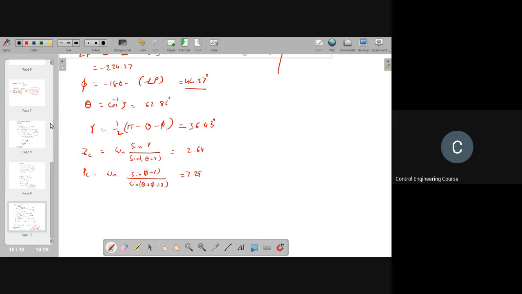So overall, the lead compensator is K into S plus 2.64 divided by S plus 7.29, into 15 by S plus 1 into S plus 3 into S plus 6. This should be equal to 1 for the magnitude criterion, right? Let S equal to SD.